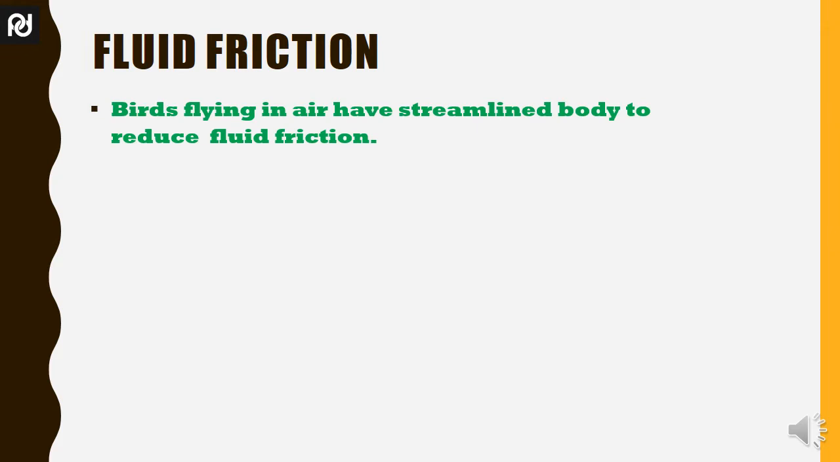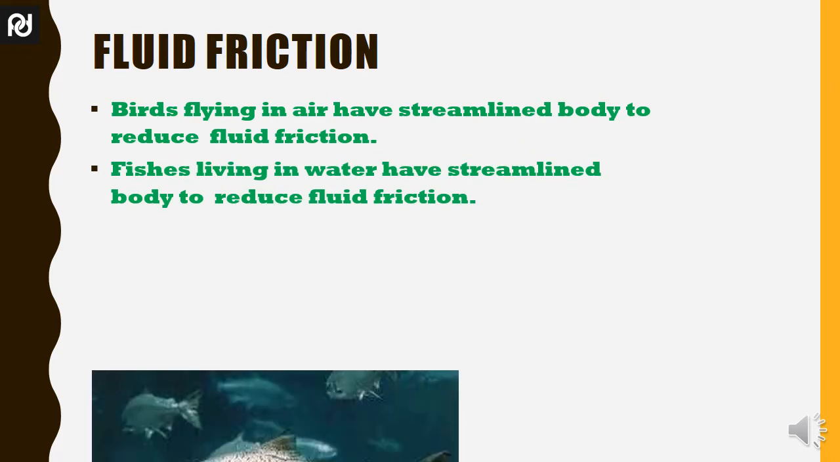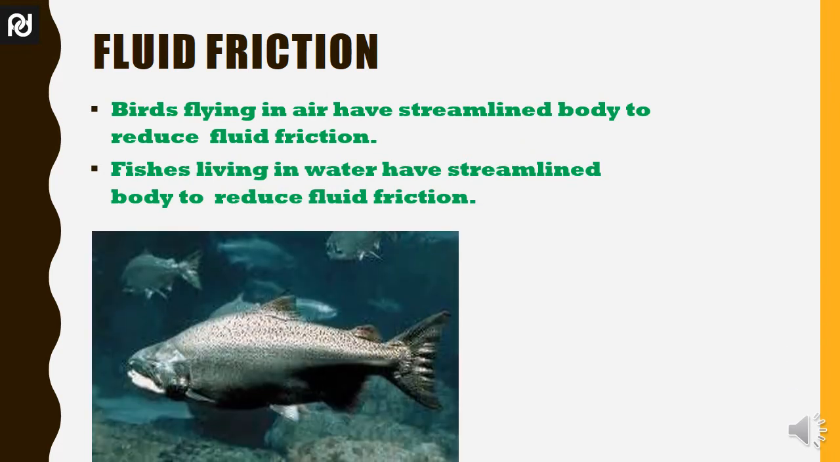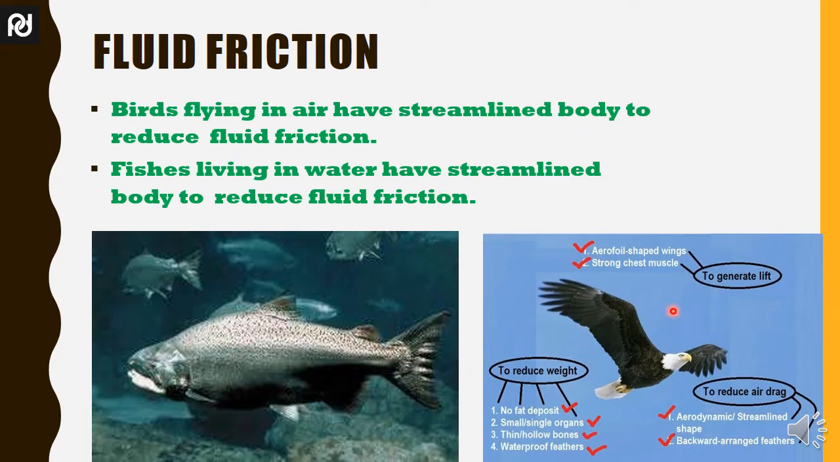So the birds flying in air have a streamlined body to reduce the fluid friction, and the fishes living in water have a streamlined body to reduce this fluid friction. As you can see, this is the streamline or aerodynamic shape, and in terms of the bird, here it is.